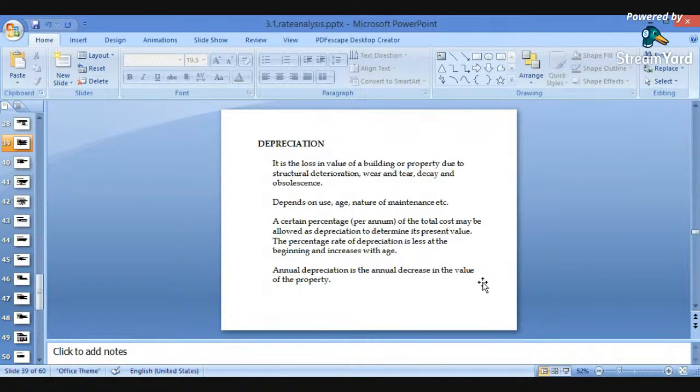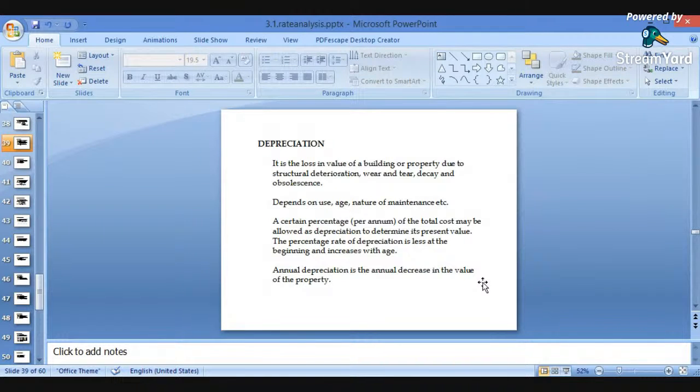Due to obsolescence, or due to wear and tear, or due to decay in the structures, as the lifespan of the structures increases, there will be decay in the structures. Such value of the property reduces as the lifespan goes on. So there is wear and tear in the structures. Such wear and tear is nothing but the obsolete depreciation. Such wear and tear is considered as depreciation.